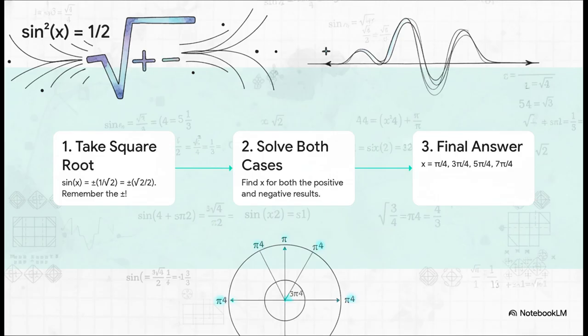That means sine of x isn't just root 2 over 2, it's plus or minus root 2 over 2. So now we really have two little problems to solve. For the positive case, we look at our unit circle and find pi over 4 and 3 pi over 4. For the negative case, we find 5 pi over 4 and 7 pi over 4. 4 answers in total. See how easy it is to miss half of them?